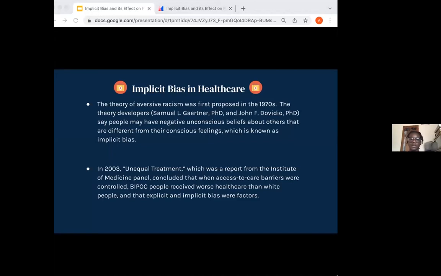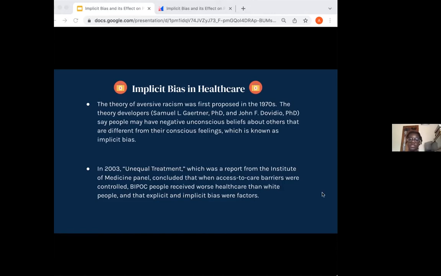In 2003, Unequal Treatment, which was a report from the Institute of Medicine panel, which is made up of behavioral scientists, physicians, public health experts, and other health professionals, concluded that when access to care barriers such as insurance and family income were controlled, BIPOC people received worse health care than white patients, and that implicit and explicit bias was the reason.